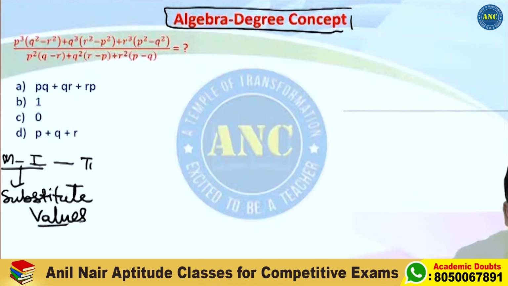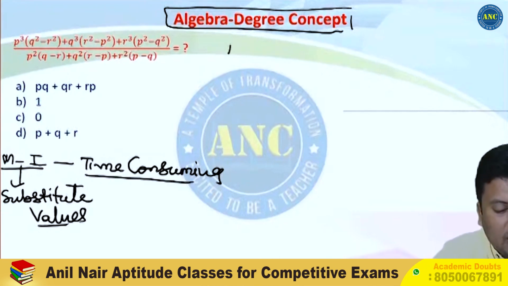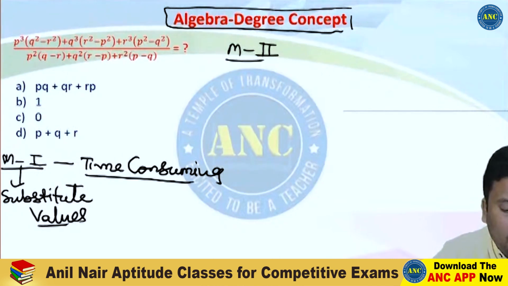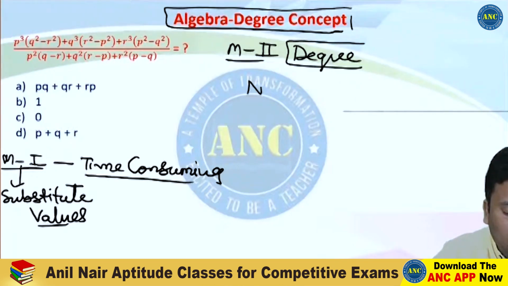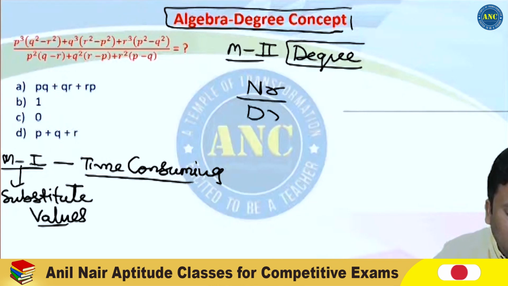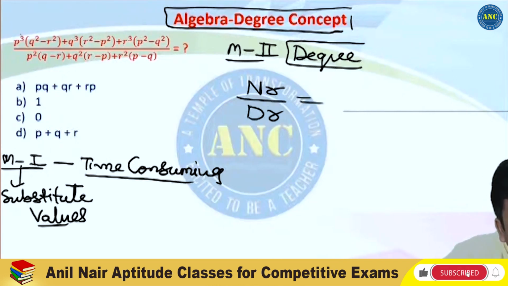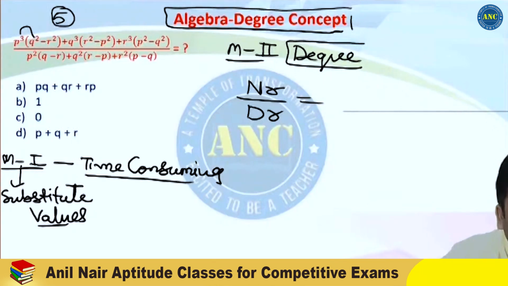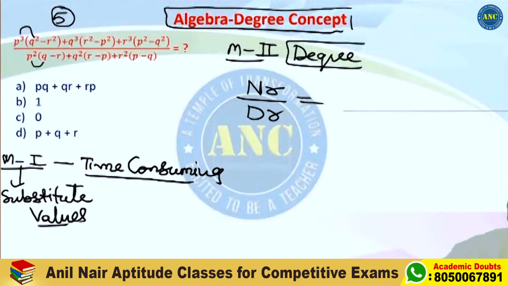This is again a time consuming question. I will tell you when to use this concept. I will give an algorithm when to use which concept. Method number two. Best method, sir. Degree concept. Find out the degree of the numerator and the degree of the denominator. Degree is 3 plus 2, 5. Is there any term with the degree 5? No. The degree of the numerator is 5. P square Q, the degree is 3. Again 3, 3, 3. Degree in the denominator is 3.